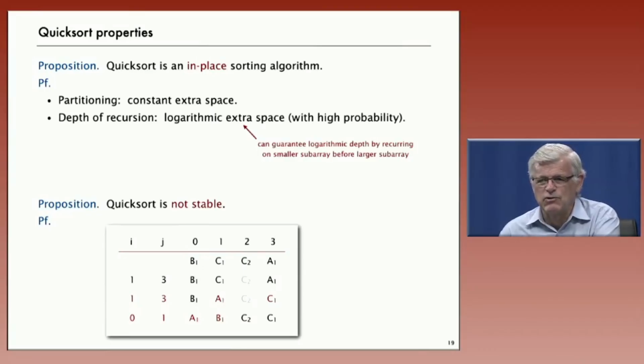Oh, and by the way, QuickSort is not stable because partitioning does one of those long-range exchanges that might put a key with equal value over another key with the same value. So it's a little more work to make QuickSort stable, maybe using extra space.